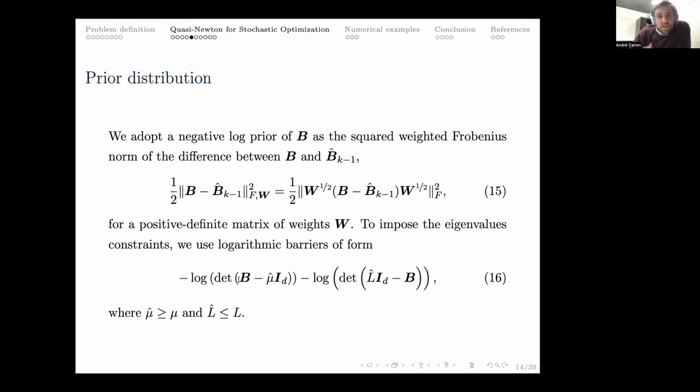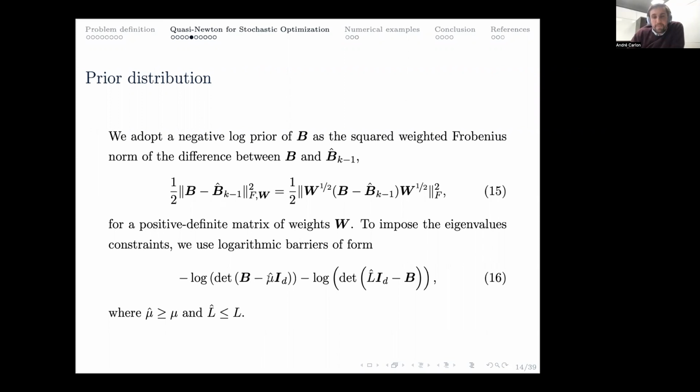What other information that we have a priori about our matrices is that they have bounded eigenvalues. And to impose this constraint, we use logarithmic barriers on the determinant of this difference, right? So it's quite clear here, if we investigate some matrix P which has an eigenvalue that gets closer to mu hat here, this determinant will go to 0. And this negative log term here, the log barrier, will go to plus infinity. So this will keep the optimization far from these bounds, or at least not on top of them.